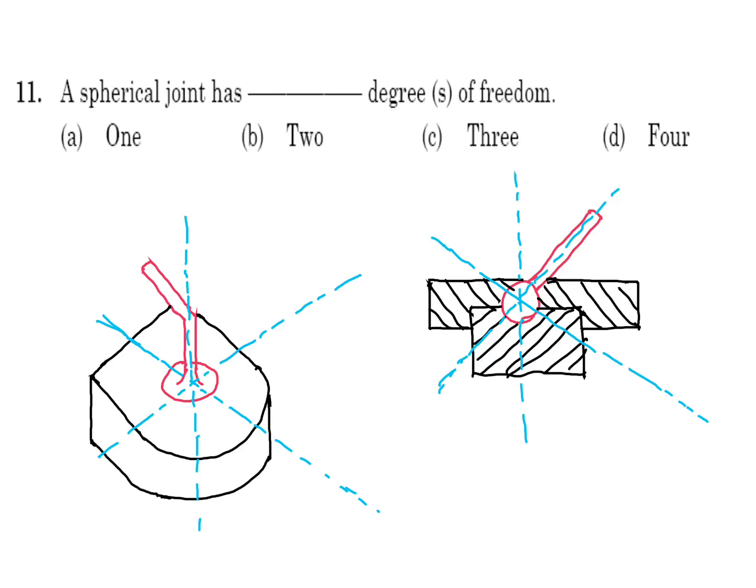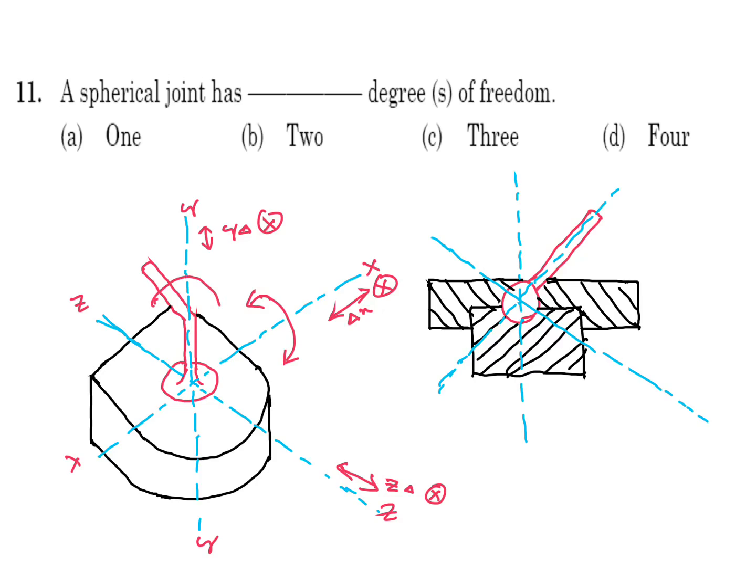A spherical joint has dash degree of freedom. This is the example of spherical joint. Here let these axes are x, y, and z axis. Linear axis, here linear movement del x is not possible. So here also del y not possible. This side also linear movement del z not possible. Only rotation movement is possible in this axis.